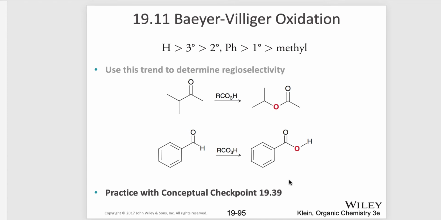All right, here we have a couple of examples. See how this is unsymmetrical. We have an isopropyl group on the left, and we have a methyl group on the right. It now means that the oxygen, remember the extra oxygen here of our peracid, is going to go to the side with the higher substitution pattern.